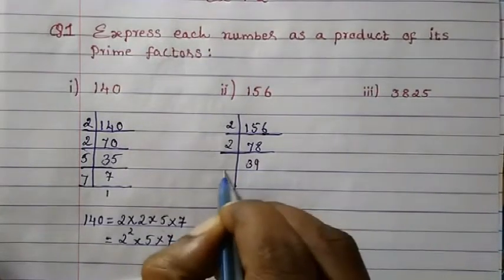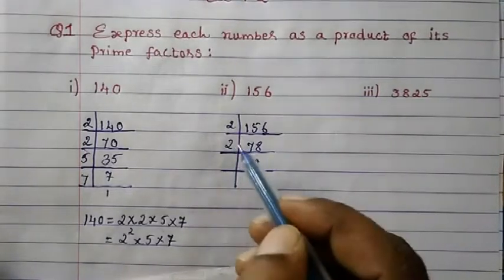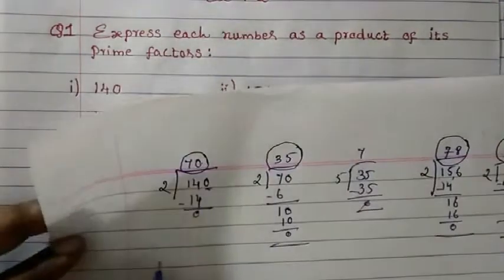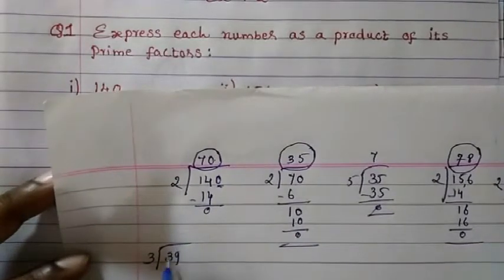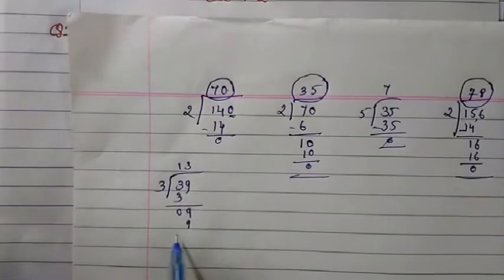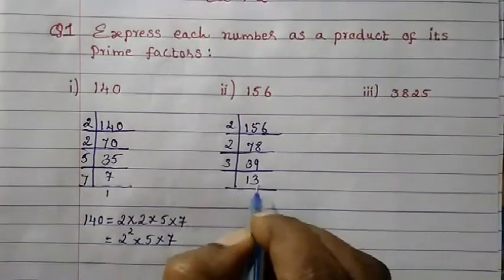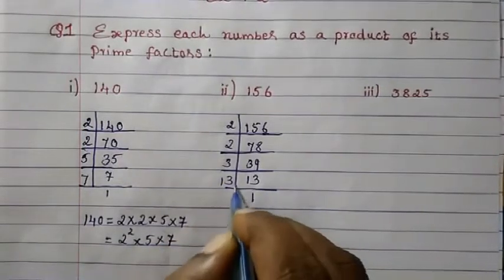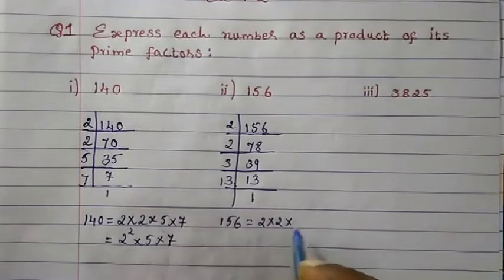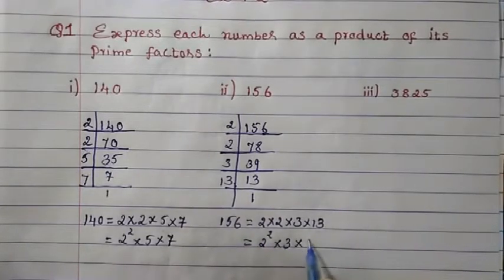Now 39 is an odd number, because 9 is odd. The next prime number that can be used: 2 we cannot, so with 3 you can divide. 39 divided by 3: 3 1's are 3, 0, 9 will come down, 3 times 3 is 9, so 0, and 13. You can write 13 here. Now 13 can only be divided by 13, so one time you will have 13. So what are the prime factors for 156? They are 2, 2, 3 and 13. You can also write it as 2 to the power 2, 1 time 3 and 1 time 13.